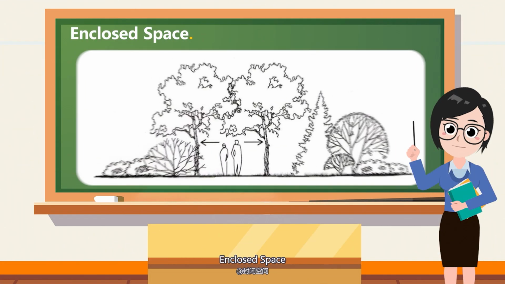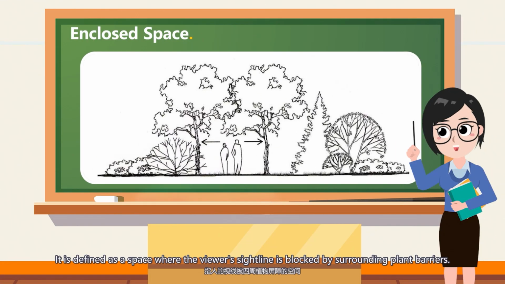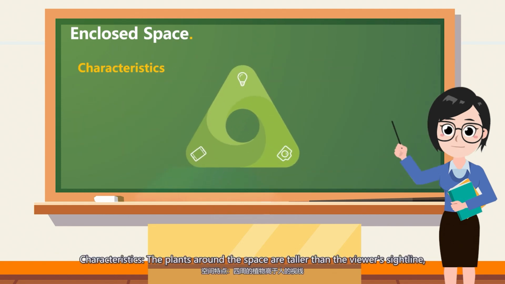Enclosed space. It is defined as a space where the viewer's sightline is blocked by surrounding plant barriers. Characteristics.